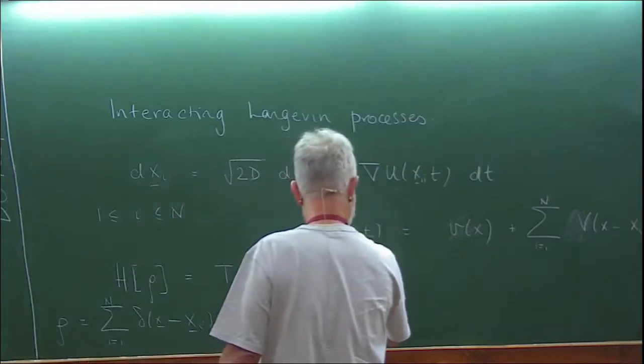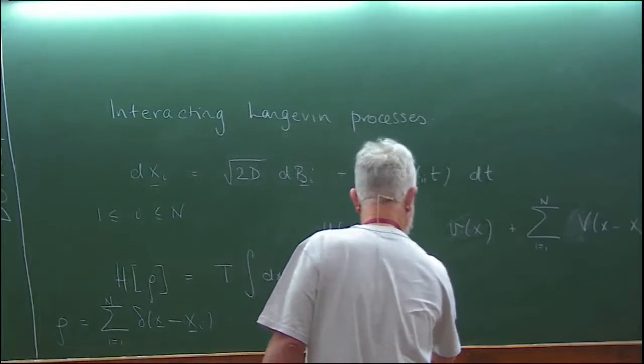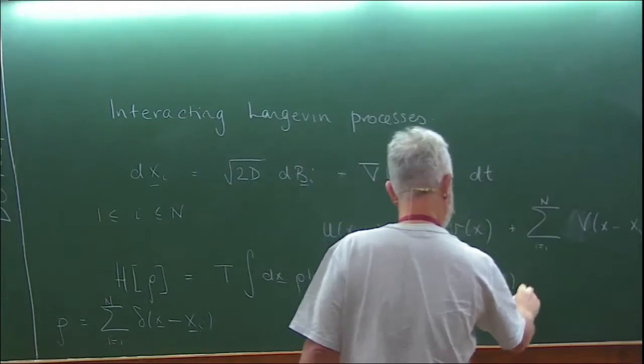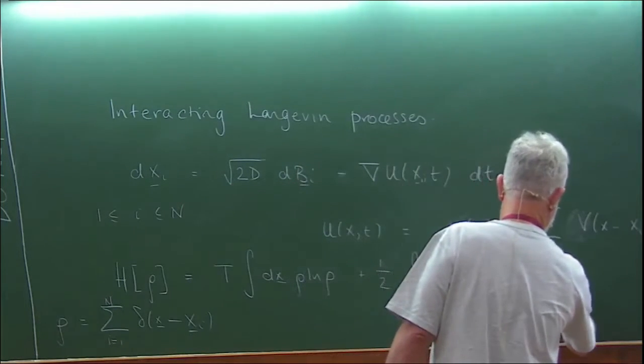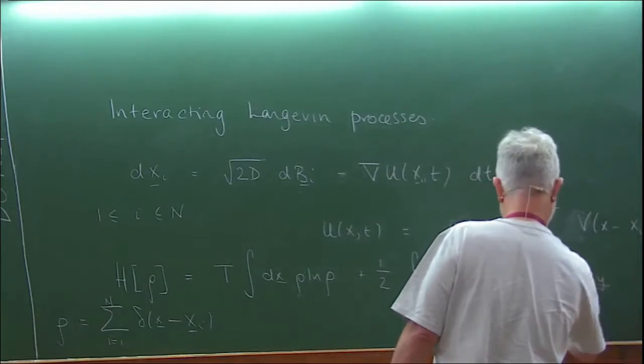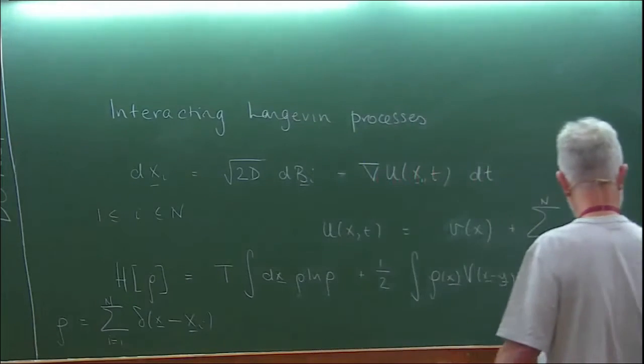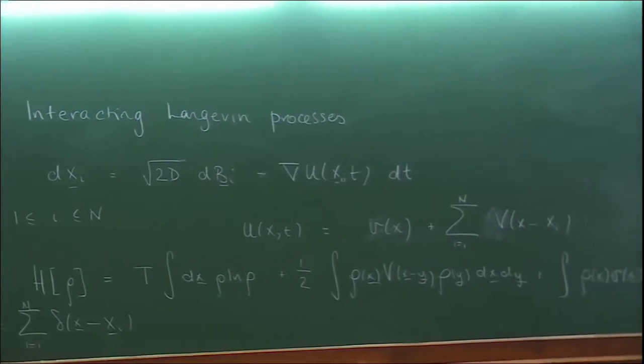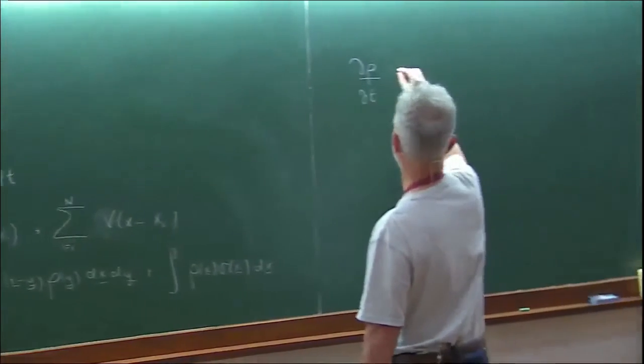And then we had a term which was a half the integral of rho of x, v of x minus y, rho of y, dx dy, and then the term that comes from the potential. And what I showed is, in this case, if you look at this density field, the density field actually obeys a partial differential stochastic equation.